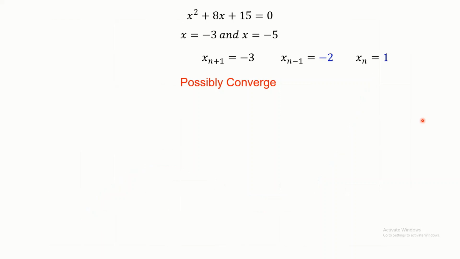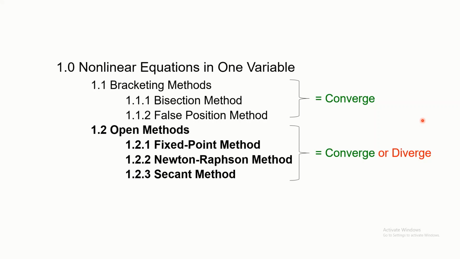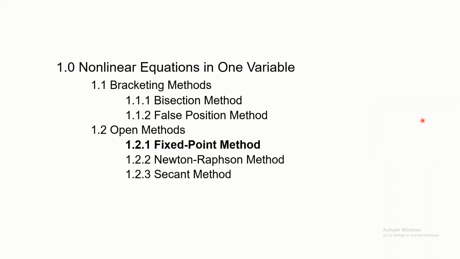But unlike the bracketing methods, which always converge with the proper limits, the open methods are prone to divergence, or in other words, the solution will not satisfy the requirements. So we can now dive in to discuss the fixed point method.